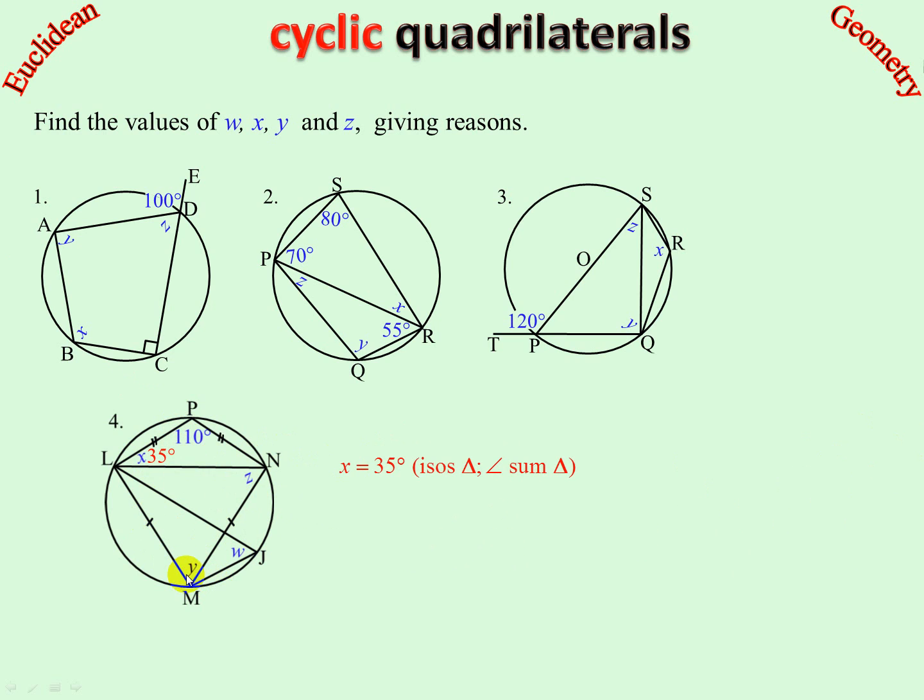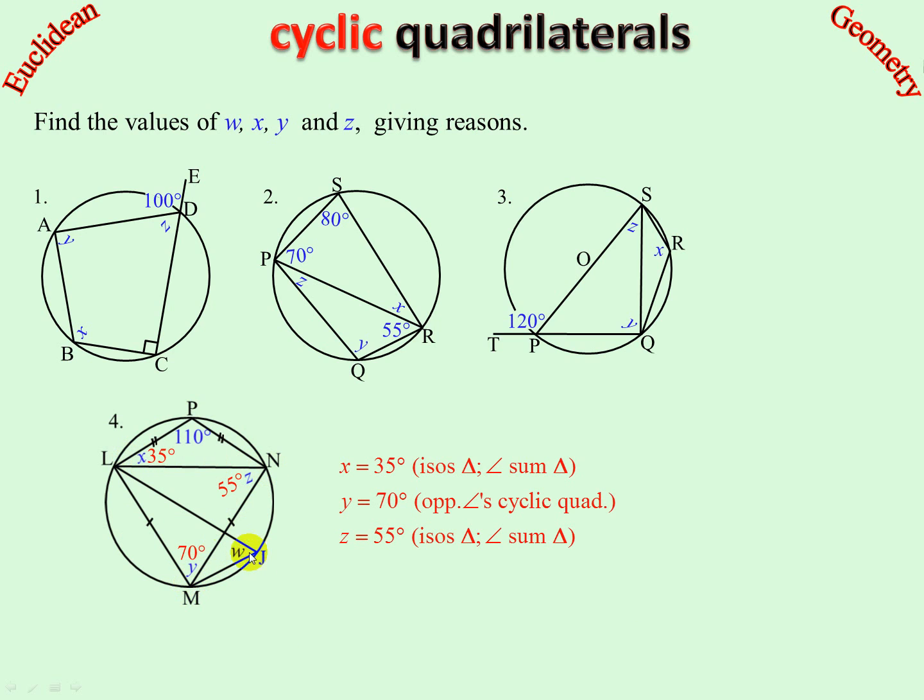We have nothing in these triangles, but hang on, y and 110, they're opposite in the cyclic quad. Therefore, y is 180 minus that one, opposite angle cyclic quad. Now we have the top angle in an isosceles triangle, so we can find z. 180 minus 70 gives 110. Halved gives 55.